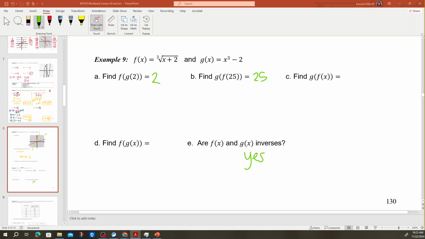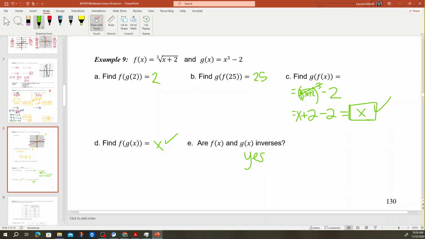Watch what happens when I plug f into g. Here's g, x cubed minus 2, and I plug in the cube root of x plus 2. Those cube roots and cubes undo each other, and I'm always left with x plus 2 minus 2, which is just x. So inverses, when you plug them into each other, will always result in x. Inverses undo each other, so your x just essentially comes out of the operation. That's something you need to remember about inverses.